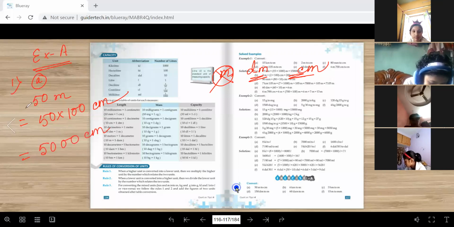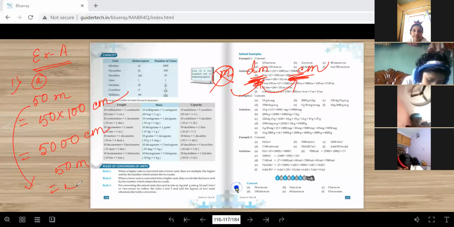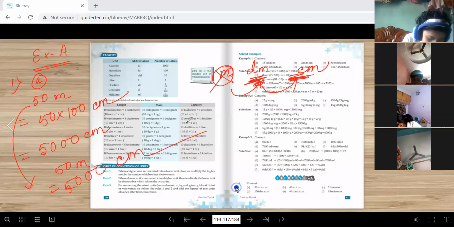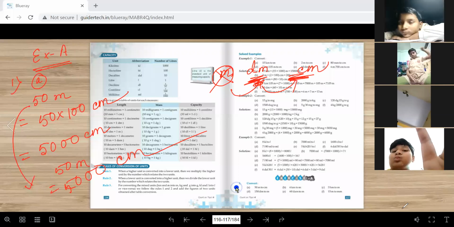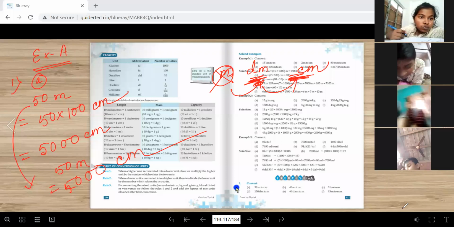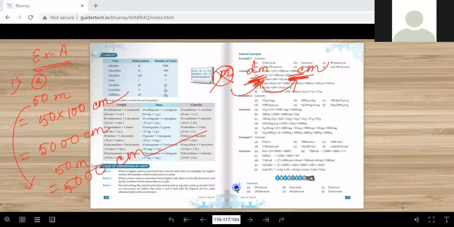Or directly you can do it. How can you do it directly? The question is given 50 meter to centimeter. So meter to centimeter: decimeter, centimeter. Two places are there, so just directly put 2 zeros. 1, 2 centimeter. Is it clear to everybody? Understood, beta? Okay, good.